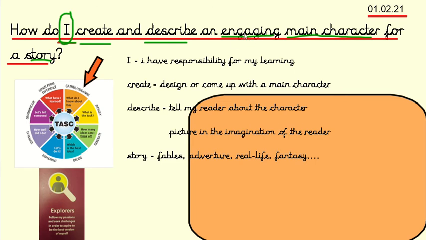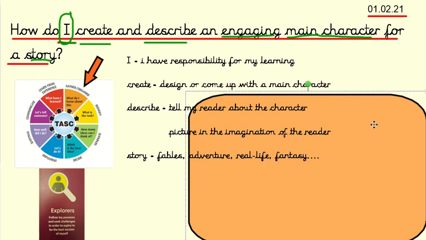Now, let's have a think about this word engaging, because we're going to create and describe an engaging character. Now, what does engaging mean? Again, year 5 and 6, if you could pause the video now, have a think to yourself, perhaps do a little bit of research. What does engaging mean? Okay, year 5 and 6, hopefully you've had a think about the word engaging.